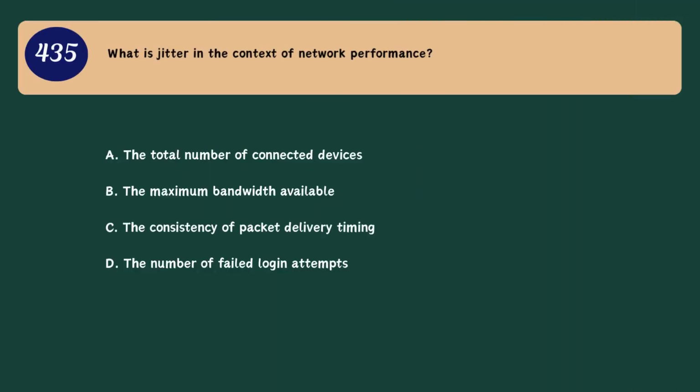Question 435. What is jitter in the context of network performance? A. The total number of connected devices. B. The maximum bandwidth available. C. The consistency of packet delivery timing. D. The number of failed login attempts.